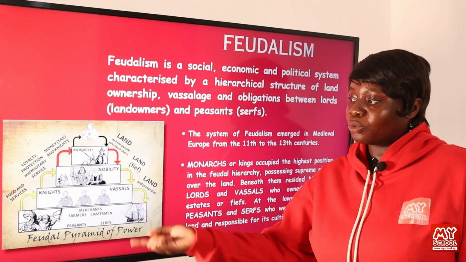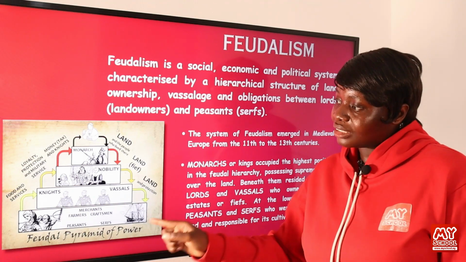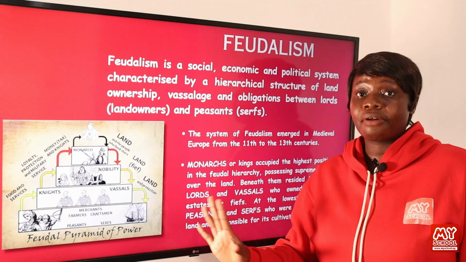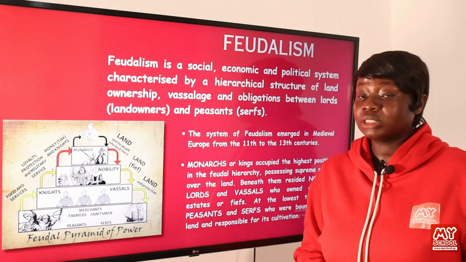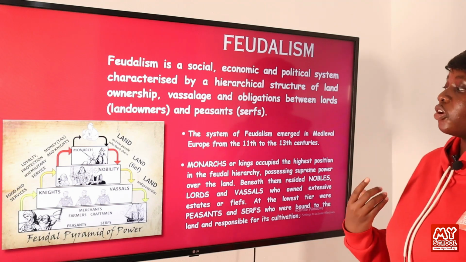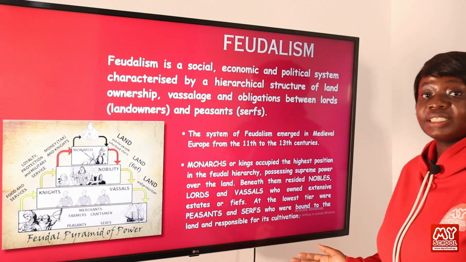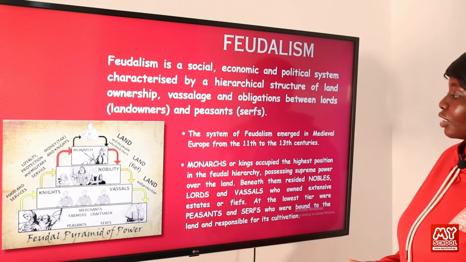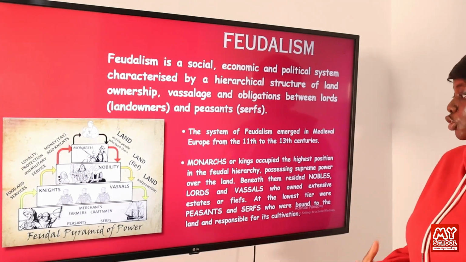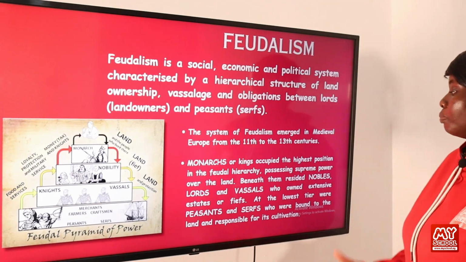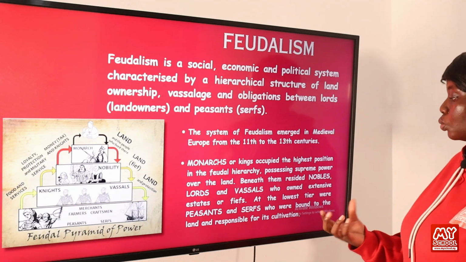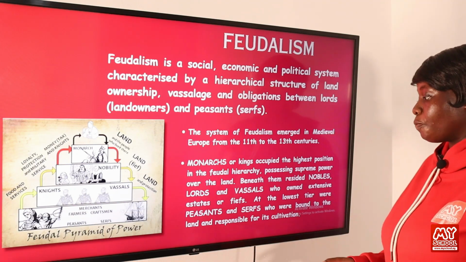So all of these are protected by the knights and the vassals, and in turn, these people offer foods and services to the knights. So this is the hierarchical structure for a feudal system of government. So the system of feudalism emerged in medieval Europe from the 11th to the 13th century. Monarchs or kings occupy the highest position in the feudal hierarchy, possessing supreme power over the land. Beneath them resided nobles, lords, and vassals who owned extensive estates or fiefs.